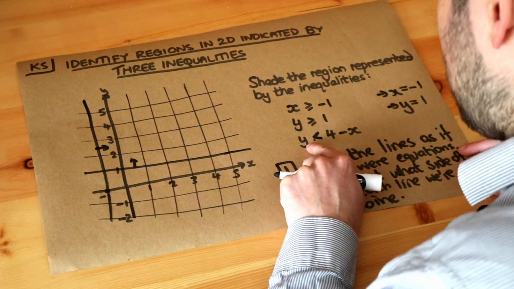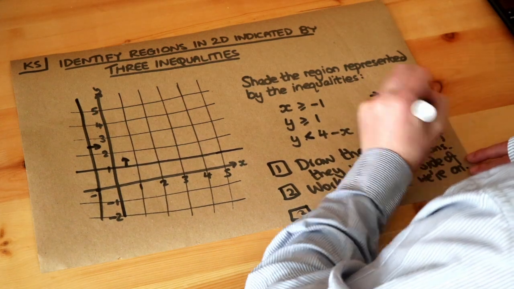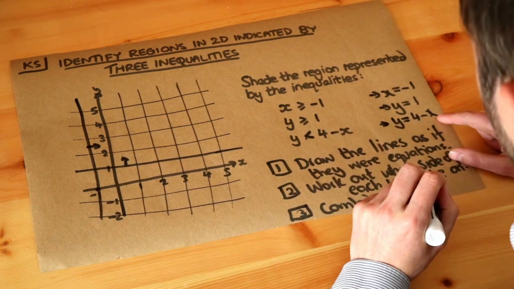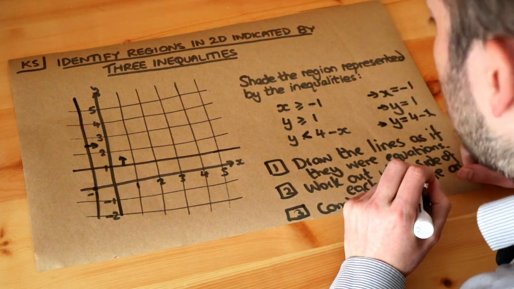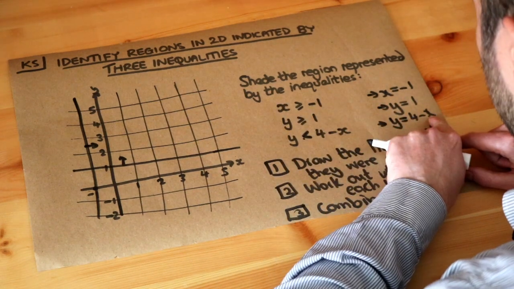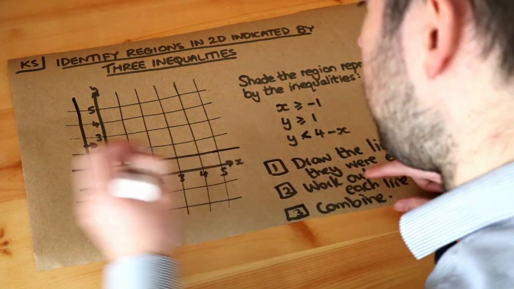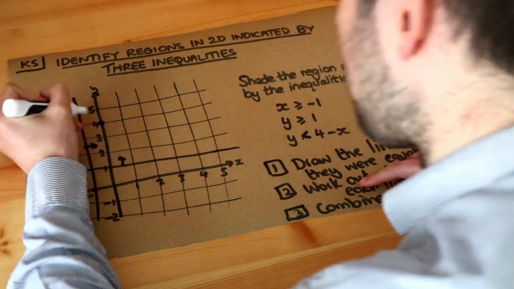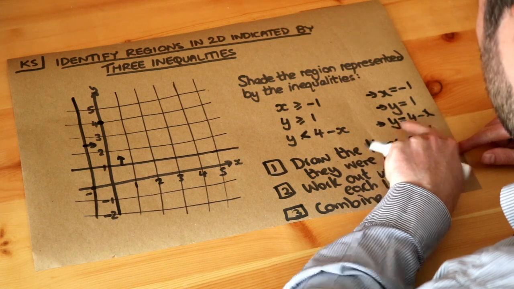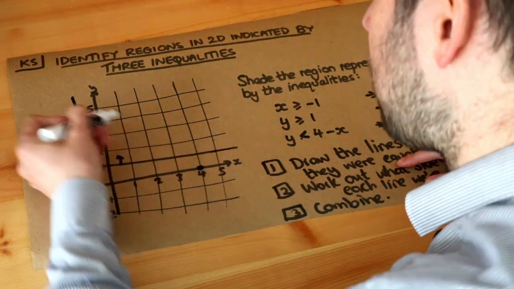The final one is more complicated. We've got y is less than 4 minus x. If we imagine that's an equation, y is equal to 4 minus x. Now, we could just try a couple of different values of x and see what the y is and plot those points. You only need 2 points to sketch a straight line. Now, if x was equal to 0, 4 minus 0 would be 4. So when x is 0, y is 4. So 0, 4 would be here. And let's say if x was 4, 4 minus 4 is equal to 0. So when x is 4, y is 0, we get this point.